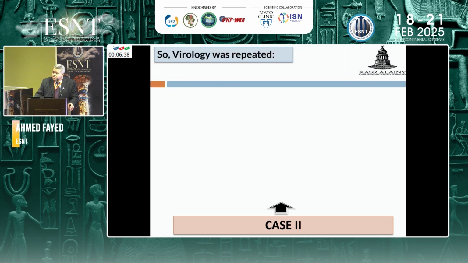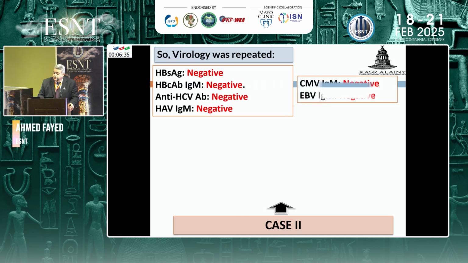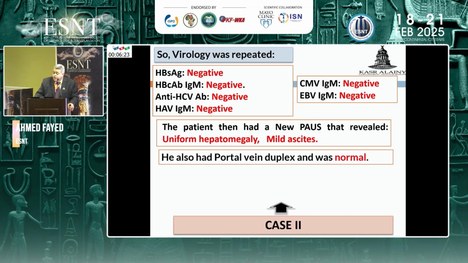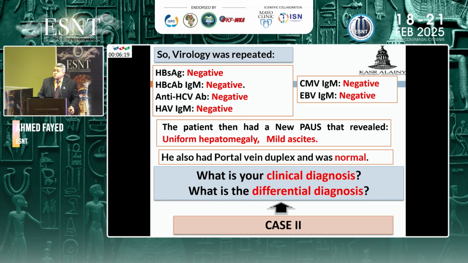So we do virology again. Always negative. We do CMV and Epstein-Barr IgM, always negative. And the urine, and you repeat the abdominal ultrasound, there is a uniform hepatomegaly and mild ascites, which is not present in the previous. We do the portal vein duplex, which is normal. What is your opinion now, and what is your differential diagnosis?